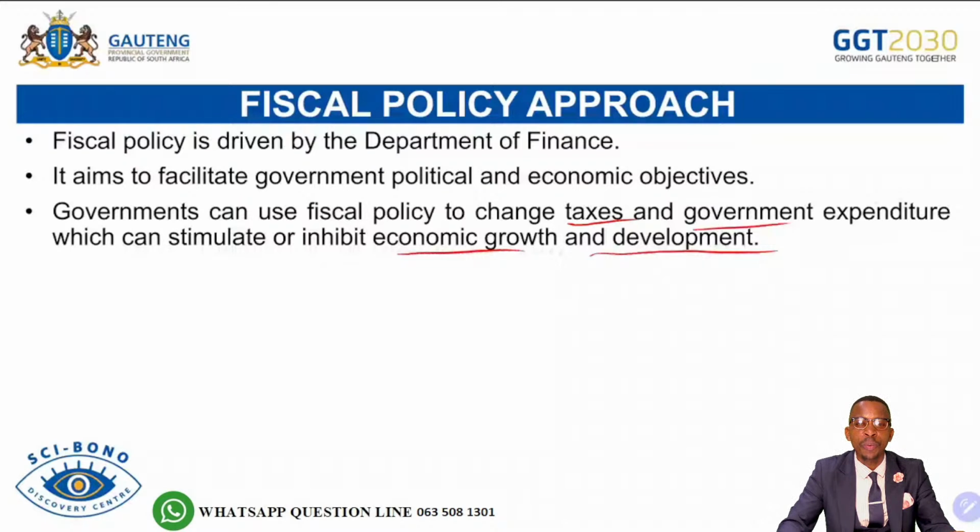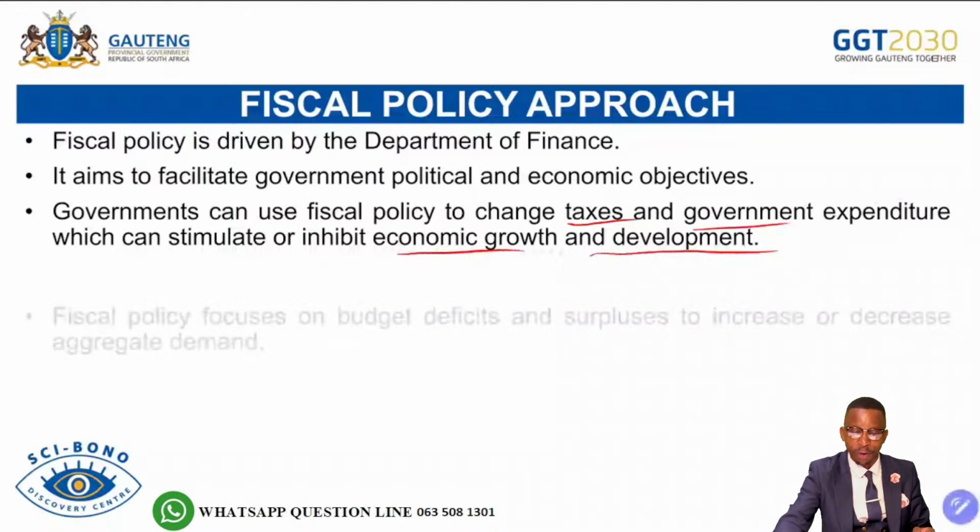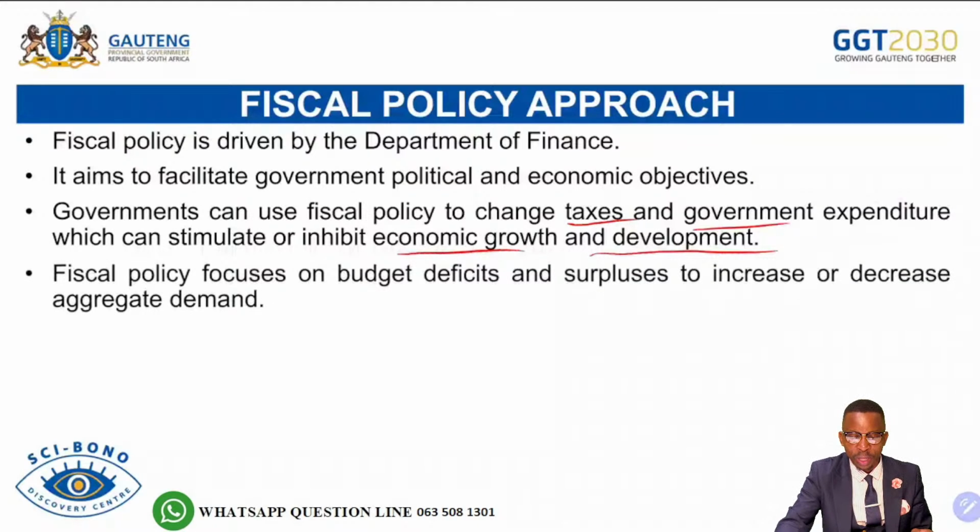That will result in even more investment in the economy and more job creation. So with more job creation, that also leads to people earning income and affording more goods and services. While the infrastructure is being developed to benefit the society, people are getting income to afford their basic goods. That increases both economic growth and economic development. Fiscal policy focuses on the budget deficit and surpluses to increase or decrease aggregate demand.